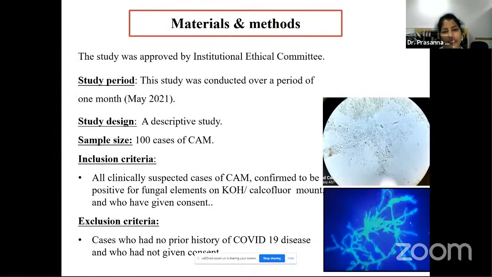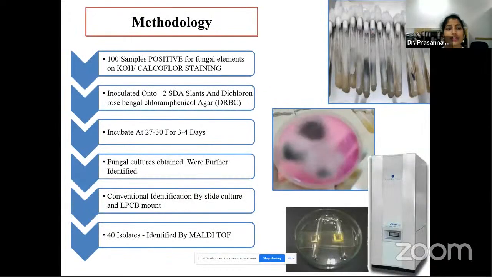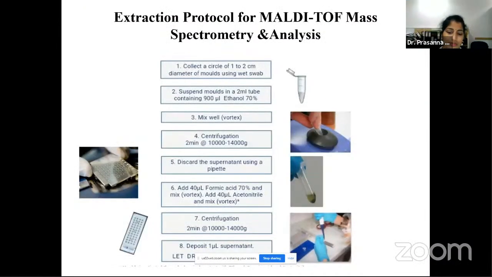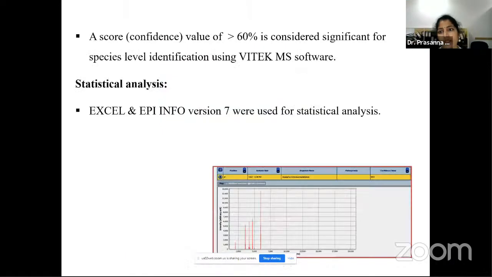The study was approved by the Institutional Ethical Committee, and it was done over a period of 1 month, including 100 cases of CAM, which were confirmed to be positive for fungal elements either on KOH or calcofluor mount. The samples received were inoculated onto a pair of SDA and DRBC agars, which are sporulating media, and processed conventionally using LPCB mounts and slide cultures. Out of the 70 isolates, 40 were identified by MALDI-TOF. The MALDI-TOF extraction protocol was done according to the manufacturer's guidelines, and a confidence score of more than 60% is considered significant using the VITEK MS software.